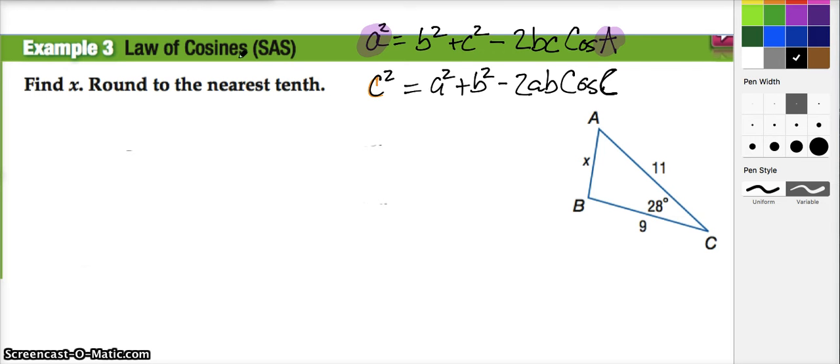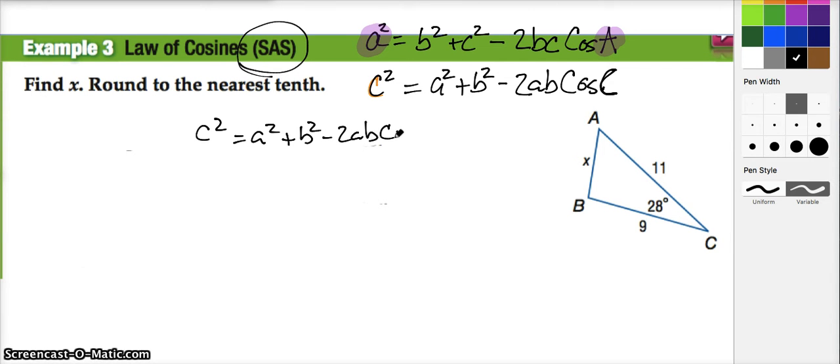Notice we use this in a side-angle-side situation, where we've got one side and one angle and another side of that triangle. You want to pull out the law of cosines. So how are we going to use this? Well, we're just going to do some substitution and solve for what we're looking for. Let's see how this works out.